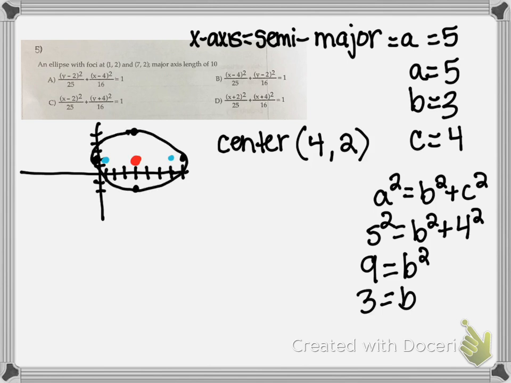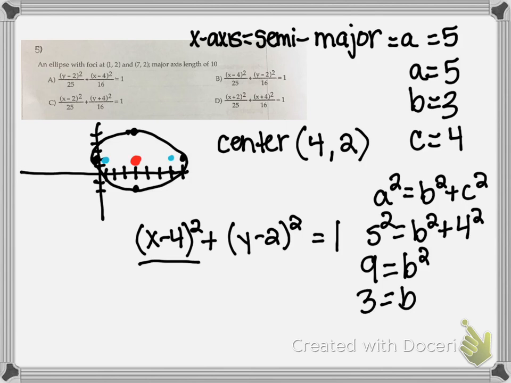All right, and not very pretty, but there is my ellipse. So this is going to be x minus 4 squared, y minus 2 squared equals 1. Now we just have to figure out the bottom part. So given the bottom part, we know that the major is on the x, so my major is going to be 25 because 5 squared is 25. My minor is 3, and that's going to be 9. So my x should be minus 4, and my y should be minus 2, so my correct answer is B.